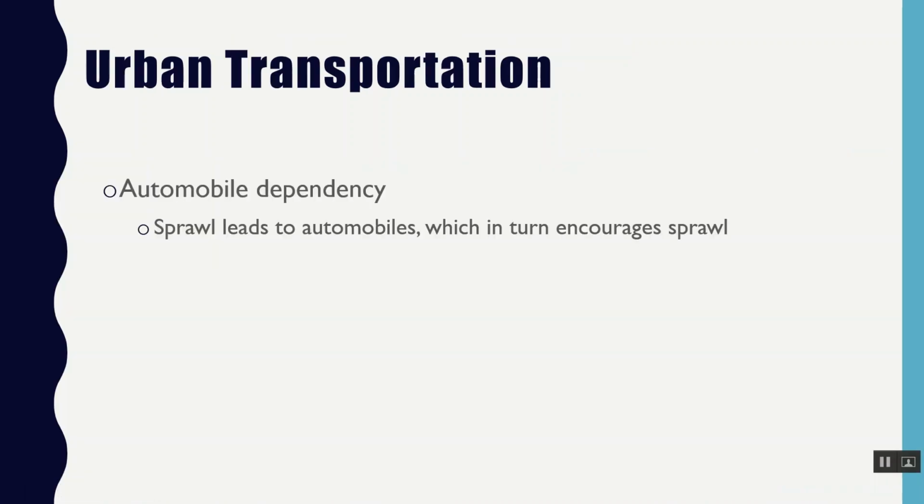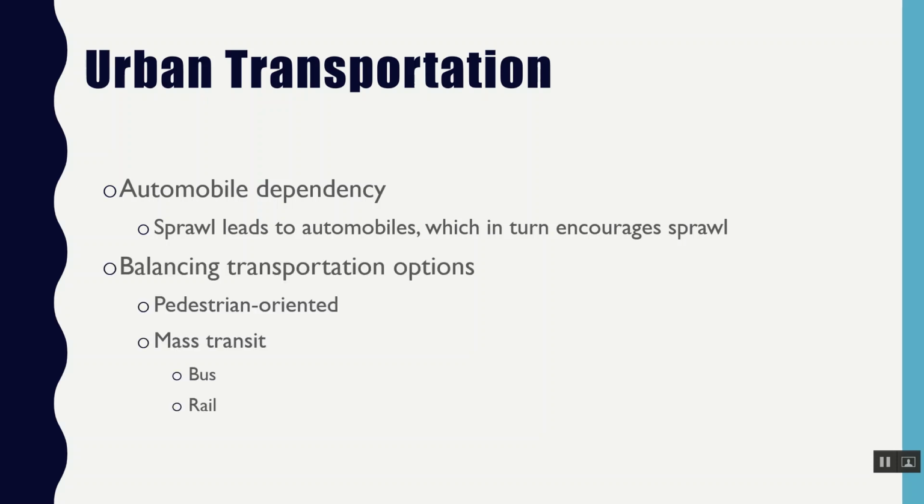When we think about urban transportation, right, automobile dependency comes from urban sprawl. So sprawl leads to automobiles, which then encourages more sprawl. How long are you willing to commute for that job? And then also in some cases, how far out do you have to live to even find a place to live that you can necessarily afford?